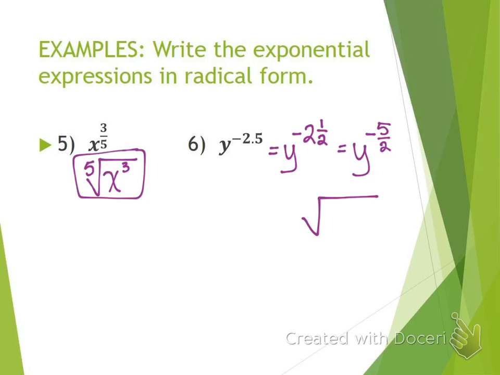We know we need a radical and a y. What is our index? 2. So it's a square root. Do we need to put a 2 out there? No, we do not. What is our exponent on y? A negative 5.